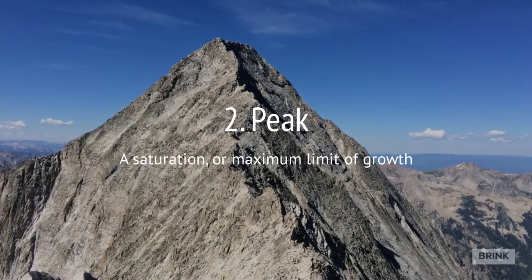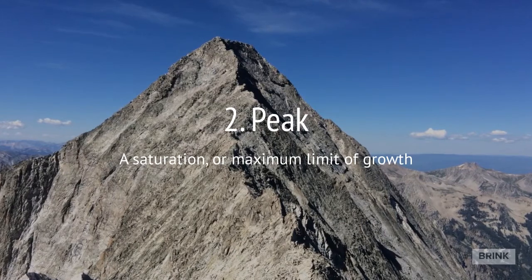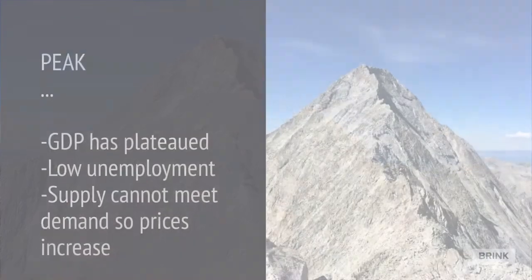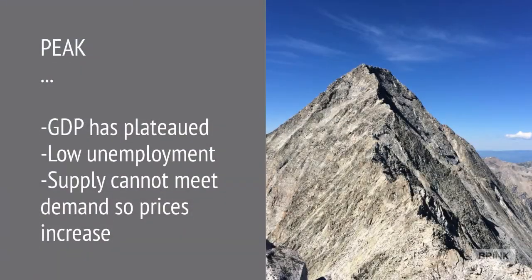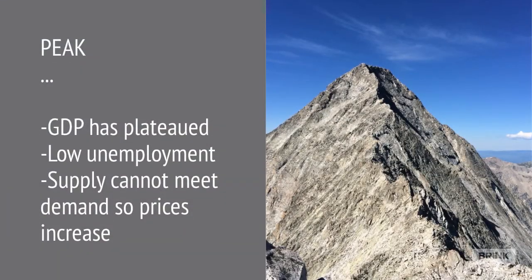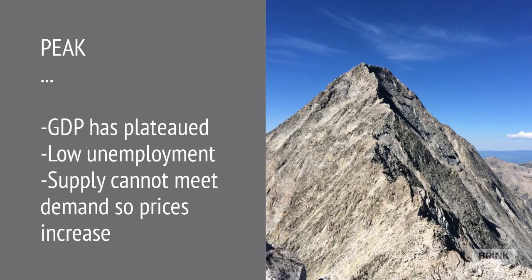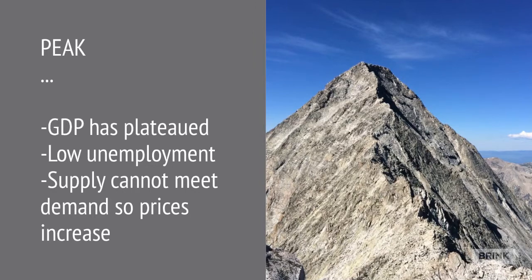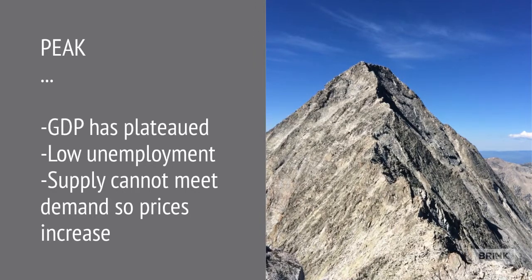At some point, an economy can no longer expand. This is called the peak. GDP begins to level off, unemployment reaches an all-time low, and supply cannot meet demand, so prices increase and consumers restructure their budgets.